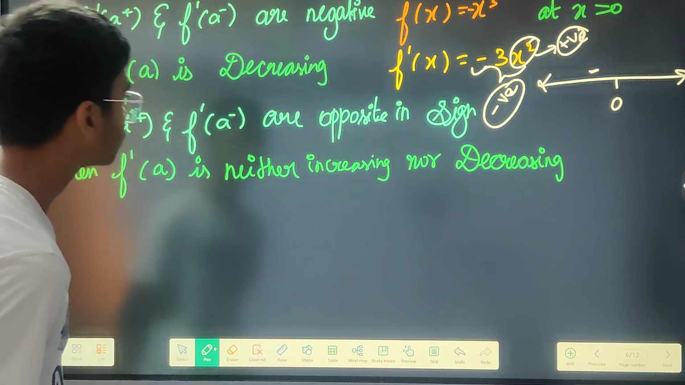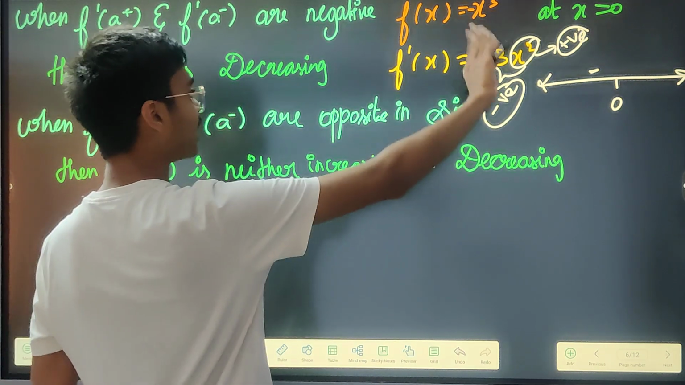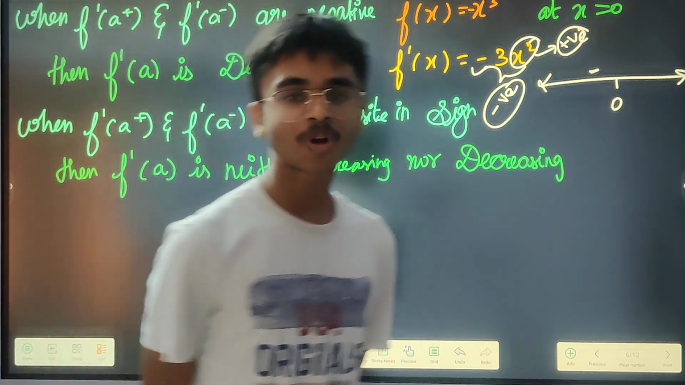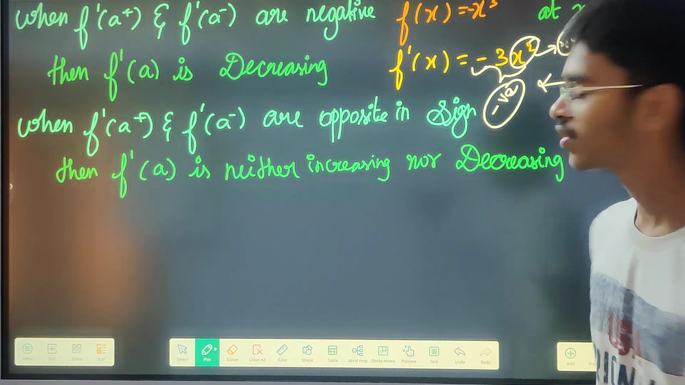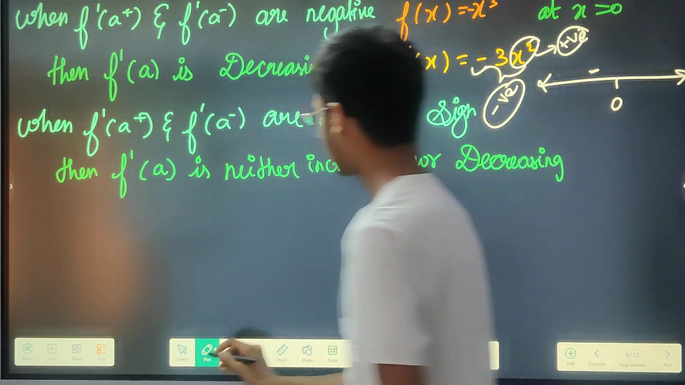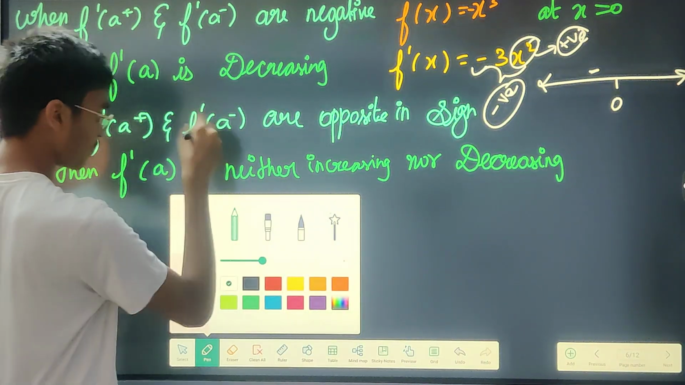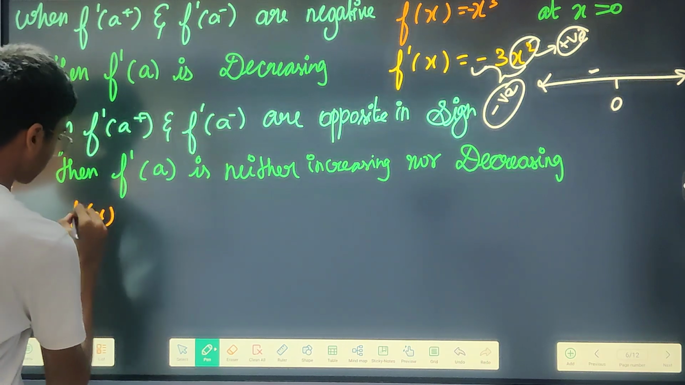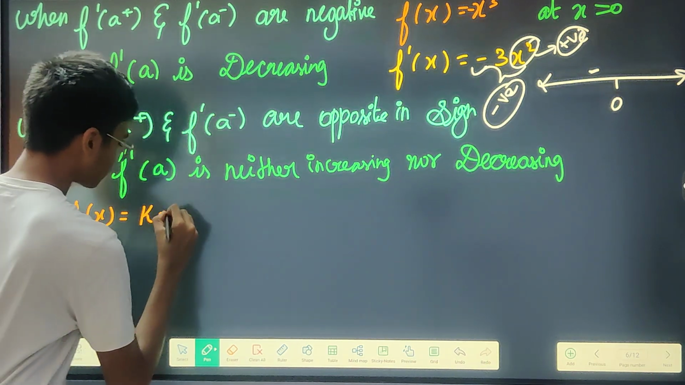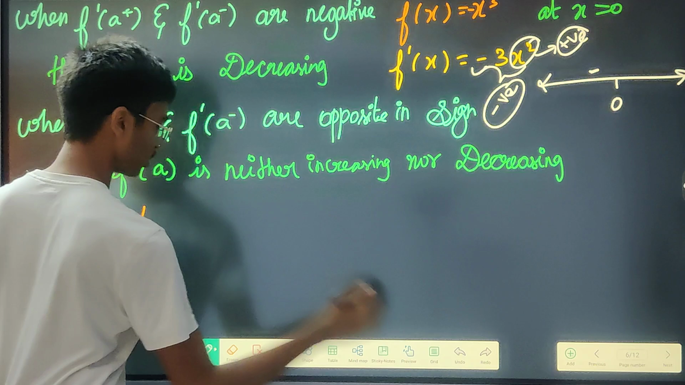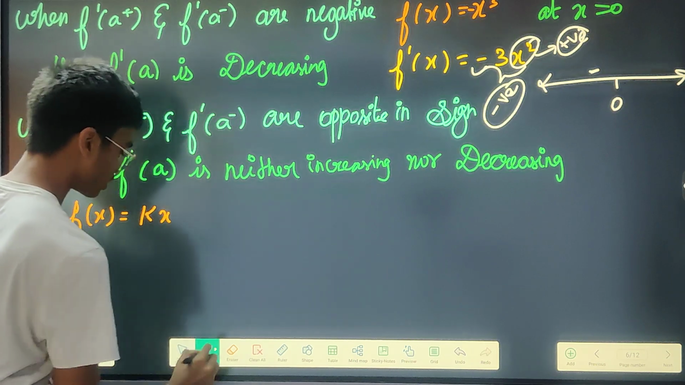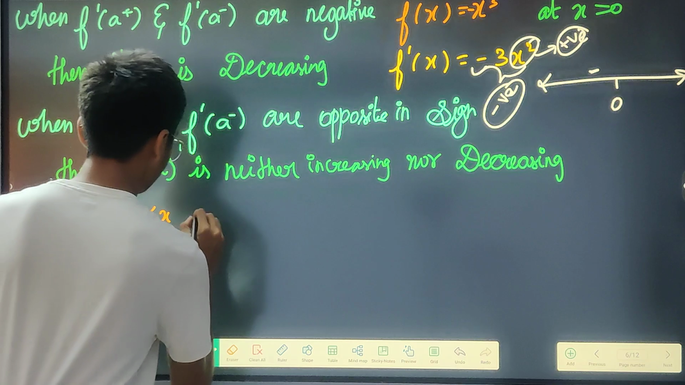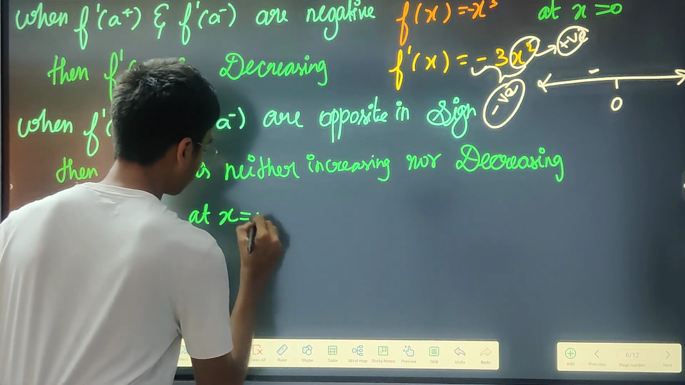So when you are having both in opposite sign, just divide it by x. Any linear equation you can have, but that should not have a constant, that should not have that c. For example, f of x is equal to any constant into x. That is a great example here, and x should be 0 at x is equal to 0.